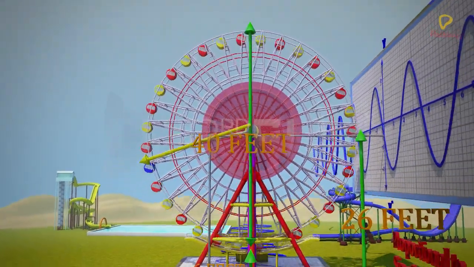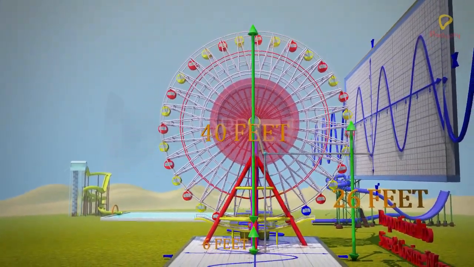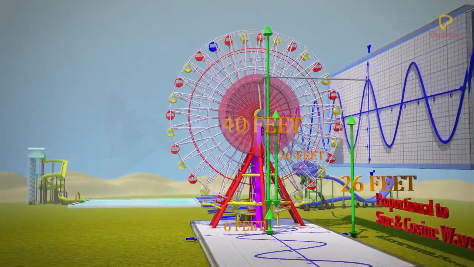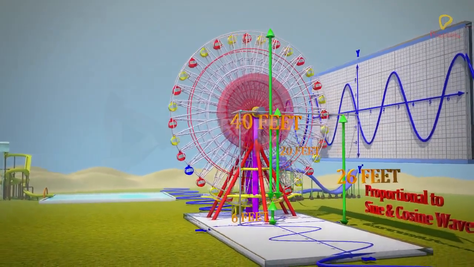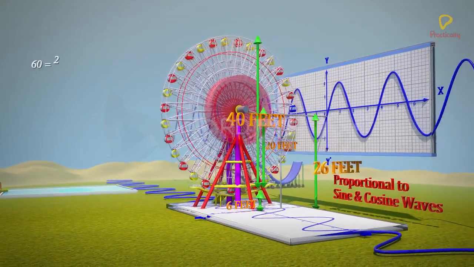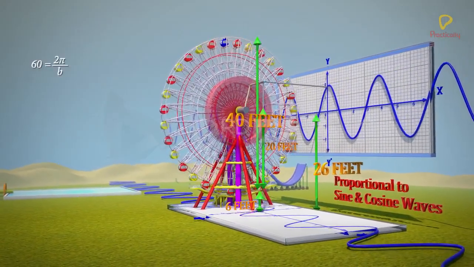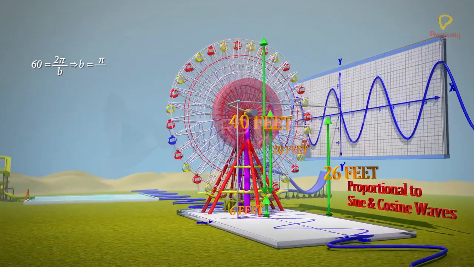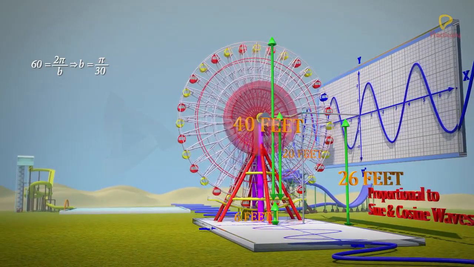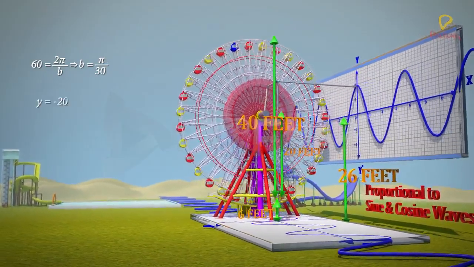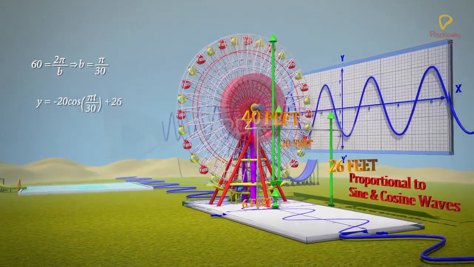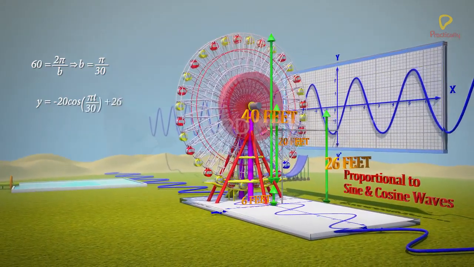This is a minus cosine pattern. The amplitude of the minus cosine is 20 and the vertical shift is 26. Lastly, the period is 60. That is, 60 equal to 2 times pi by b implies b equal to pi by 30. Thus, the vertical parameterization is y equal to minus 20 multiplied by cos of pi times t by 30 plus 26.